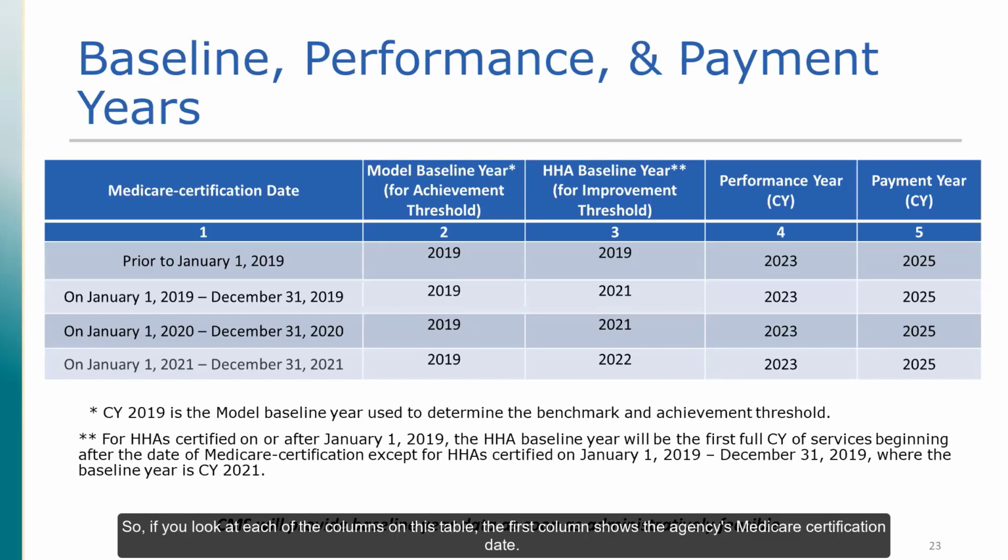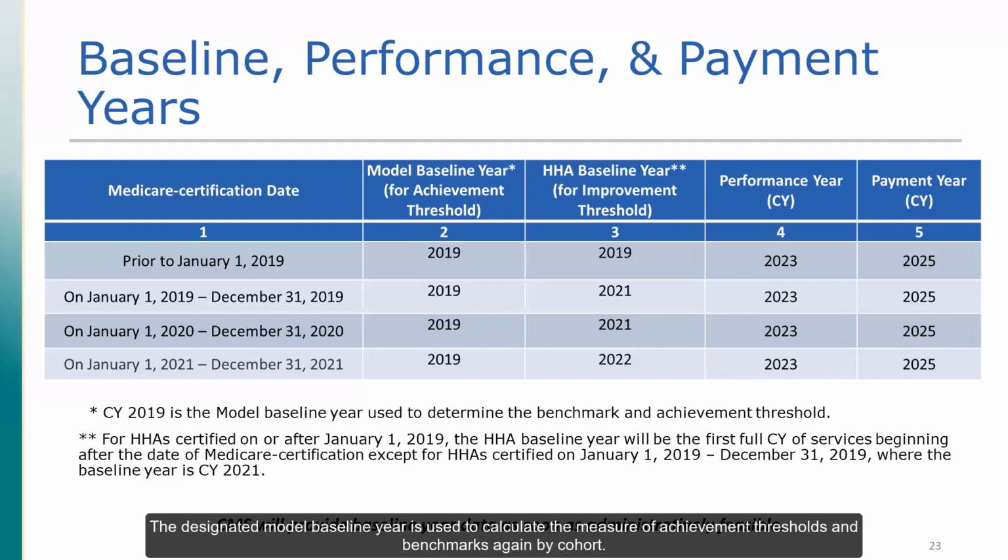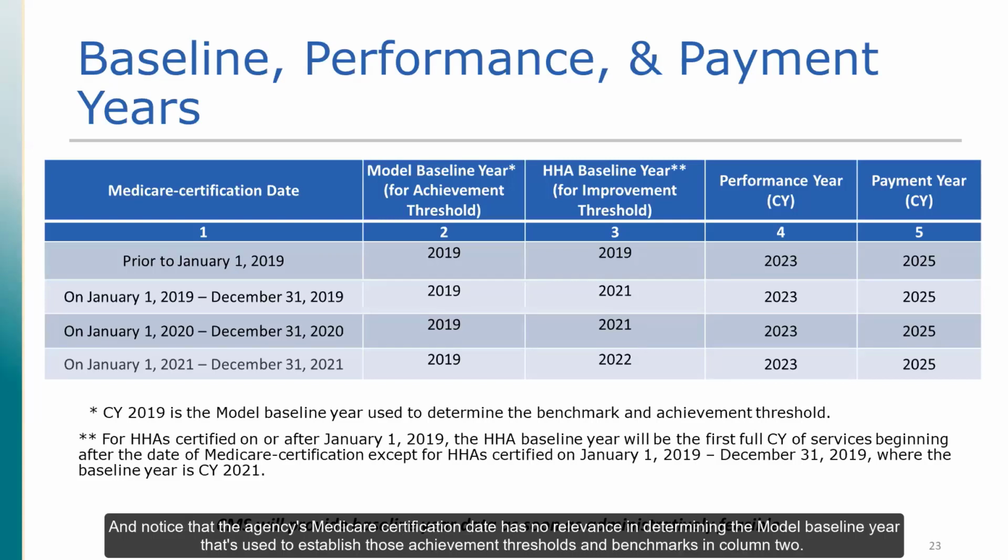So if you look at each of the columns on this table, the first column shows the agency's Medicare certification date. And now if we look at the model baseline year in column 2, notice that the model baseline year is the same for each performance year as was finalized in the calendar year 2022 final rule. The designated model baseline year is used to calculate the measure's achievement thresholds and benchmark, again by cohort. And notice that the agency's Medicare certification date has no relevance in determining the model baseline year that's used to establish those achievement thresholds and benchmarks in column 2.